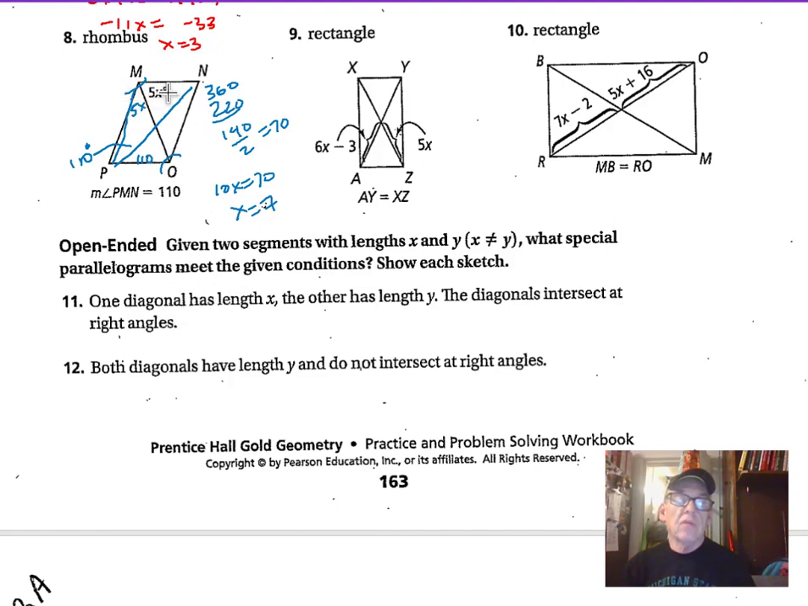If x was equal to 7, this angle would be congruent. And we've already got that this is 110. And altogether, the angles would add up to 360 degrees. So that would make it a rhombus.